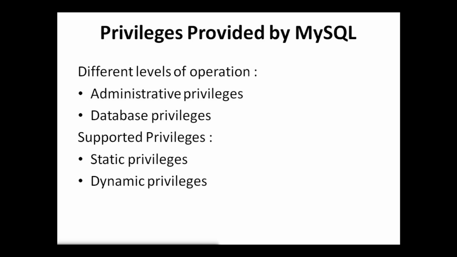For example, the select and insert privileges are static and always available, whereas a dynamic privilege becomes available only if the component that implements it has been enabled. So the server maintains the set of registered dynamic privileges internally in memory, and unregistration occurs at server shutdown. And these dynamic privileges apply only at the global level.